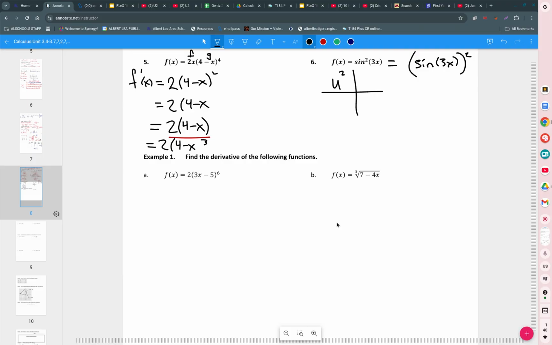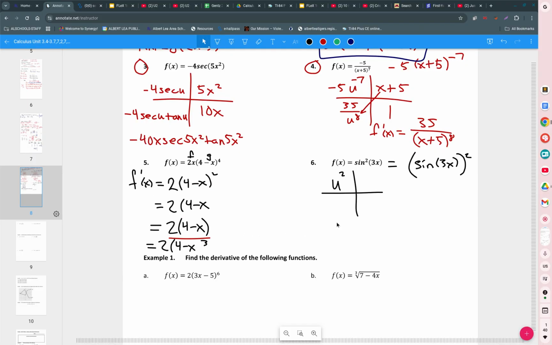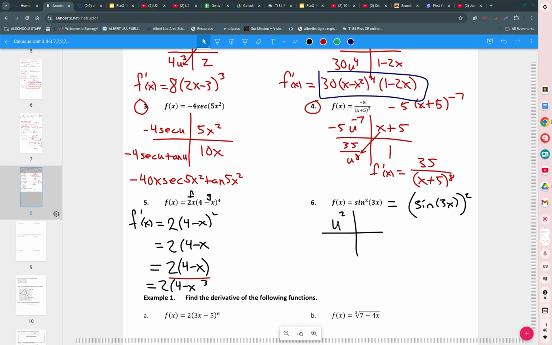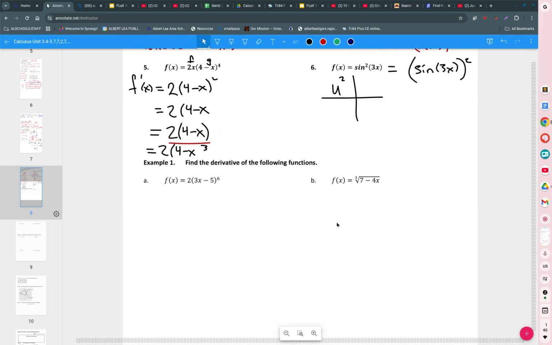So notice in the previous examples, I've always really talked first about, hey, what's on the inside? It's easy to see the inside right away, right? Well, sometimes you need to think about what's on the outside structure, okay? And it's u squared. So what's on the inside? Sine of 3x. What's the derivative of u squared? 2u. What's the derivative of sine of 3x?